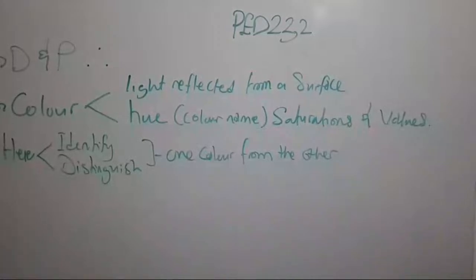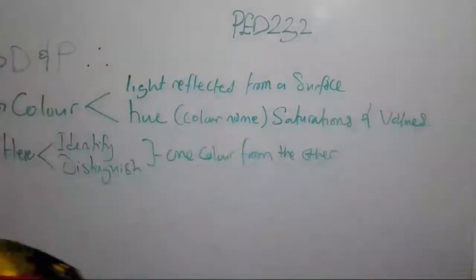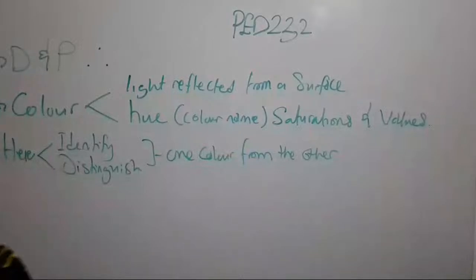So when we talk about hue, we are simply referring to the color name. Under hue, we can identify and distinguish which color is which. Hue helps to identify and also distinguish between different colors. So we have that as that.